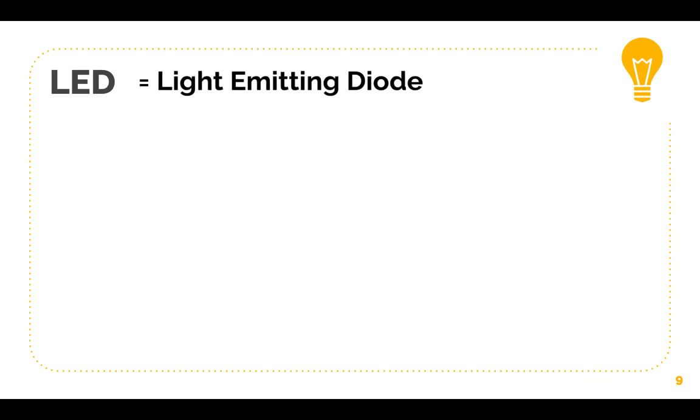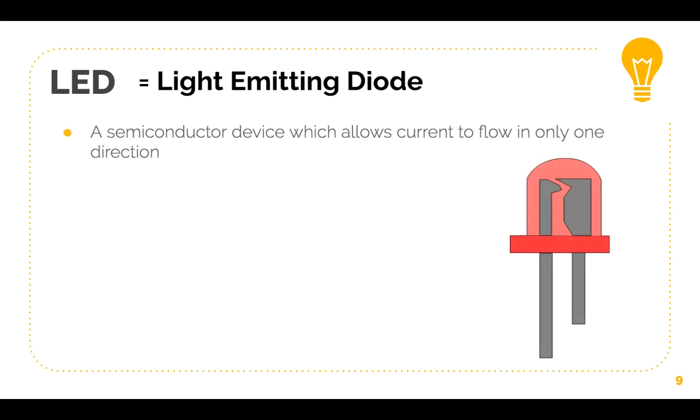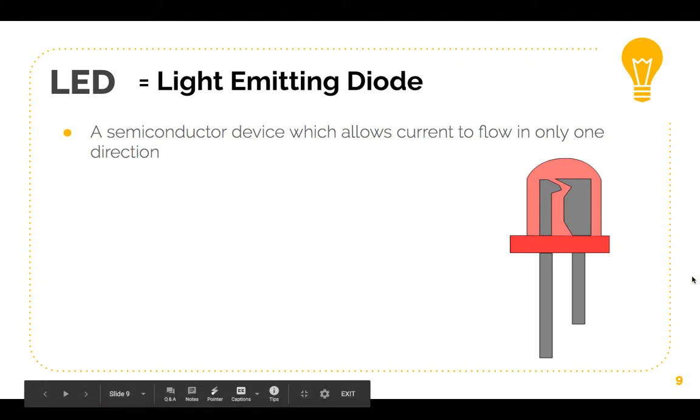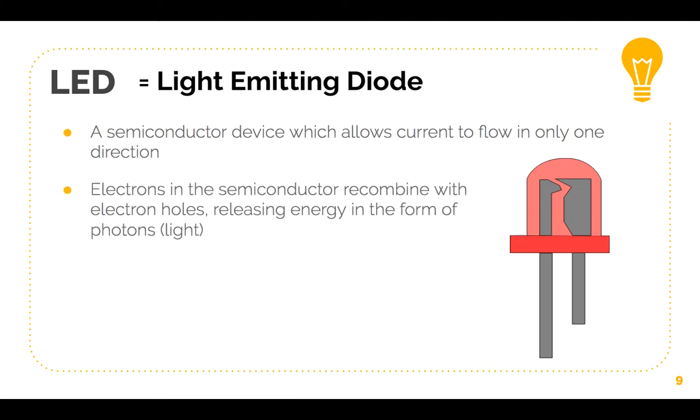So moving on to LEDs, LED is actually an acronym. It stands for light emitting diode. And it's a semiconductor device which allows current to flow in only one direction. So we just have a little cartoon here of an LED. Electrons in the semiconductor recombine with electron holes, releasing energy in the form of photons, light. As long as you know that the electrons flowing through the LED create some sort of light, obviously. Hopefully we've all seen an LED before. That's all you need to know about an LED.